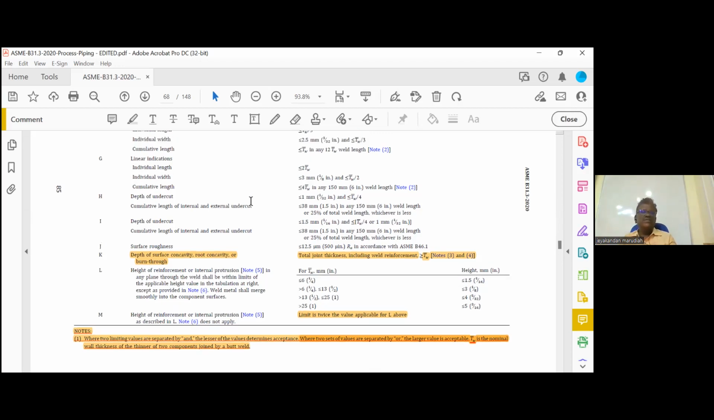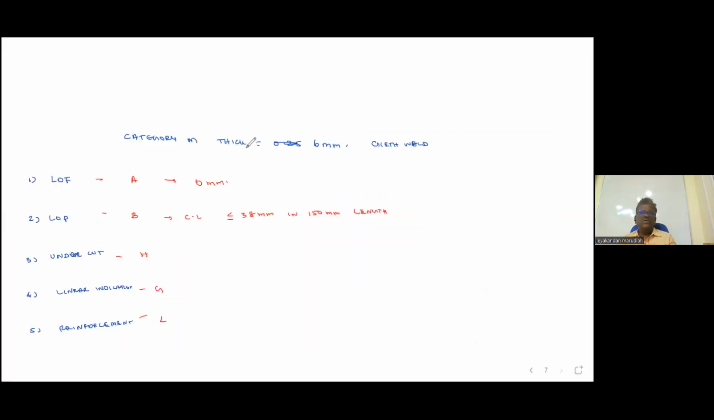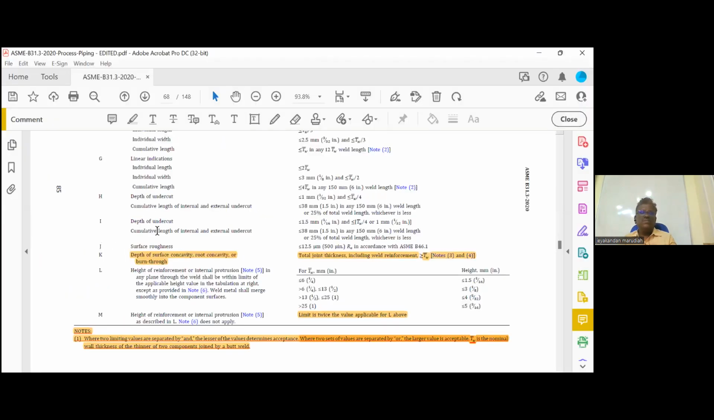Now here, H is less than 1 mm and Tw by 4. So first there are two things, depth of undercut and cumulative length of undercut. Sorry, H, cumulative length. Okay. So first we have to see depth.